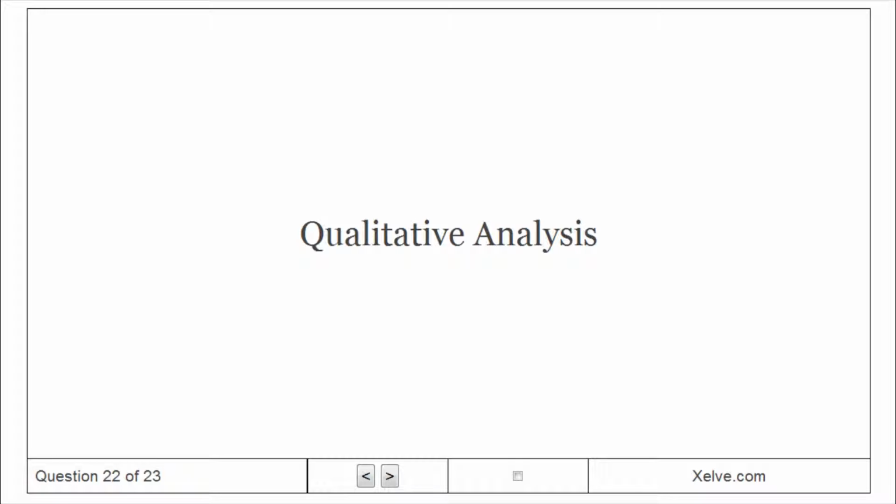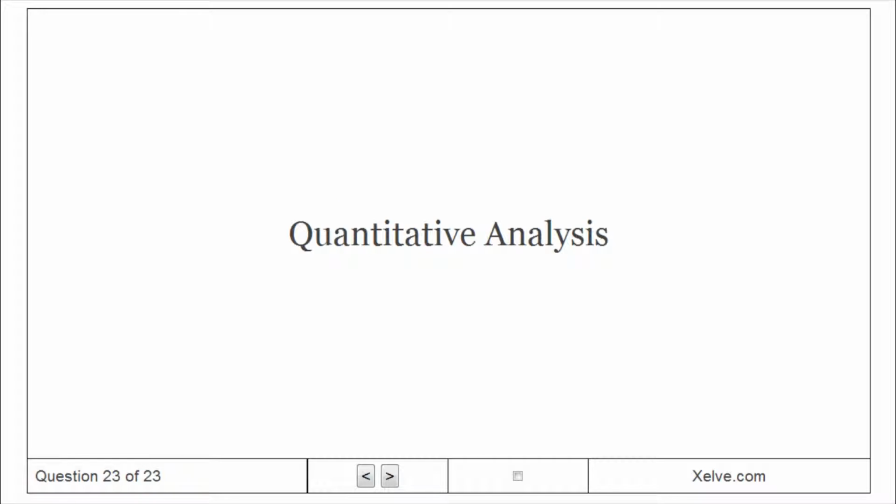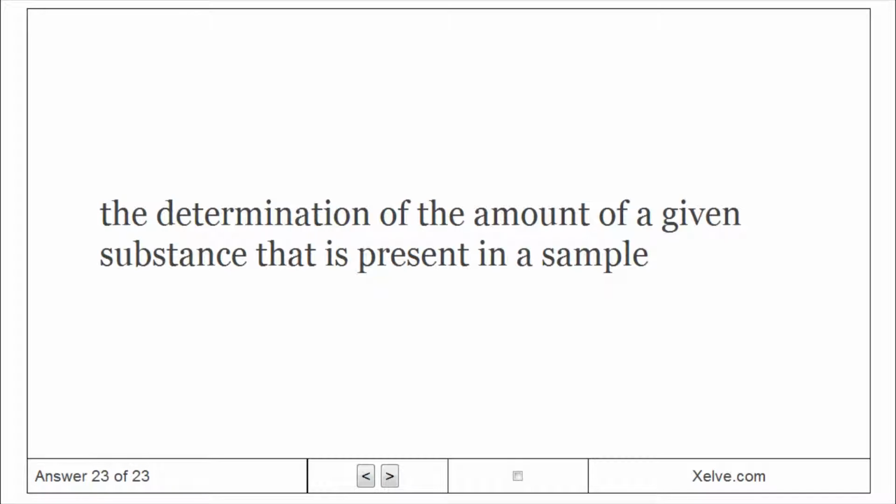Qualitative analysis. The determination of the presence or absence of a particular substance in a mixture. Quantitative analysis. The determination of the amount of a given substance that is present in a sample.